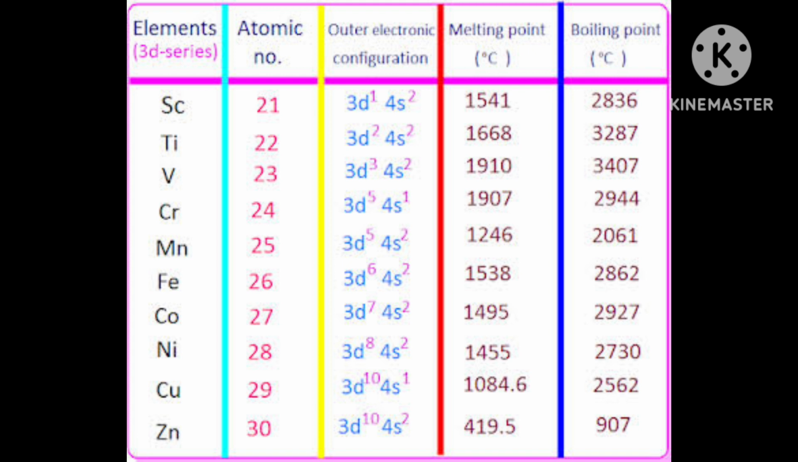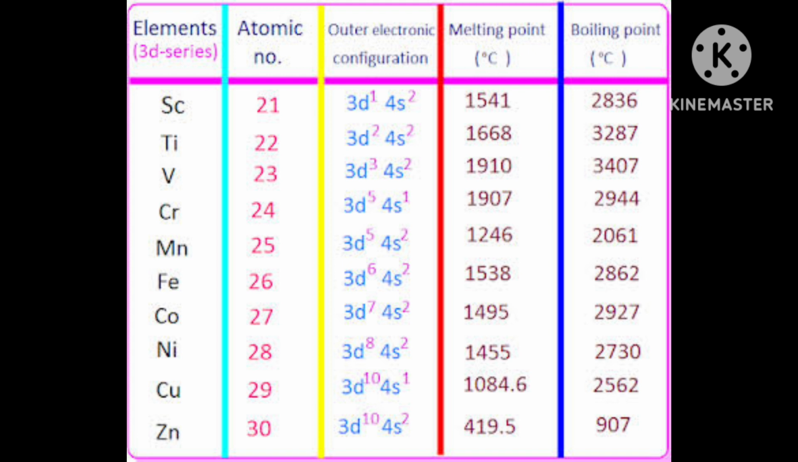97 berkelium, Bk. 98 californium, Cf. 99 Es, einsteinium, named after Einstein. And 100 Fm, fermium, also named after a scientist. And 101 mendelevium, Md, also named after a scientist. 102 nobelium, No. 103 lawrencium, Lr.